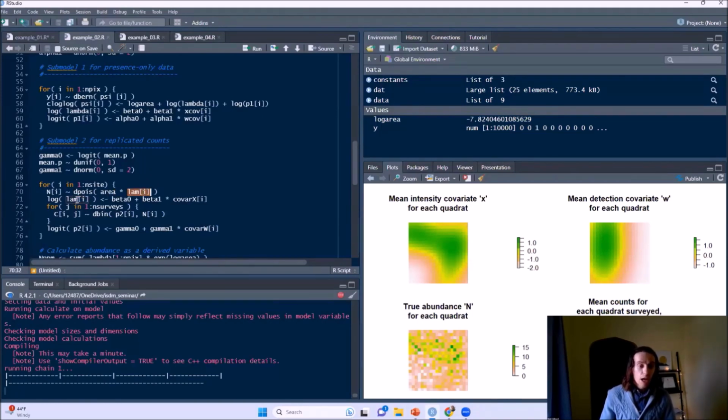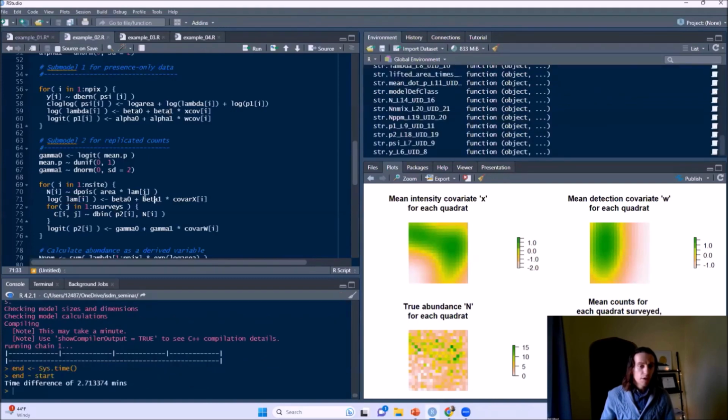We model that lambda with this log-linear regression, where we have the exact same parameters showing up down here, beta 0 and beta 1. And then we have this covariate X, which is the same as X cov. It's that covariate that's associated with variation in abundance, but aggregated to that coarser scale. So very important here, we have those shared parameters. That's what makes this an integrated model.